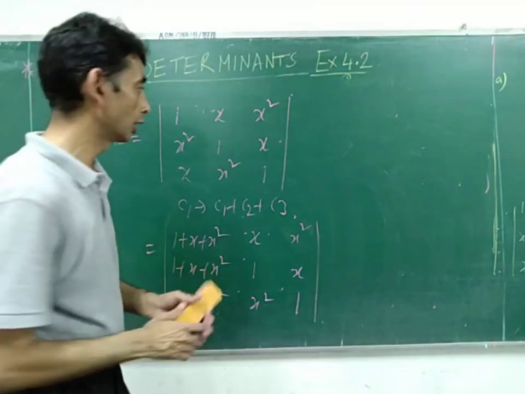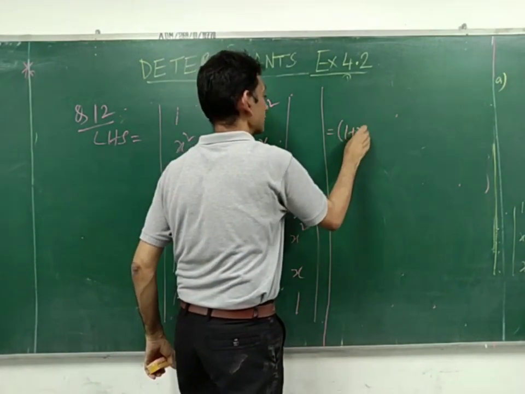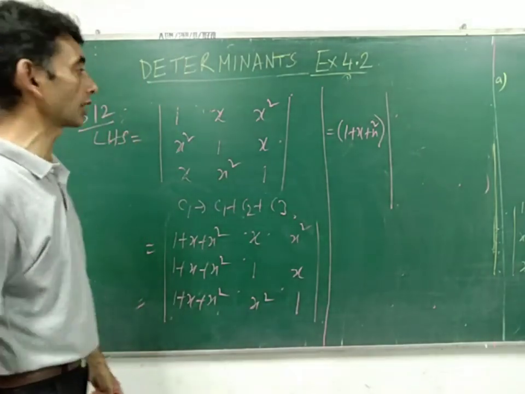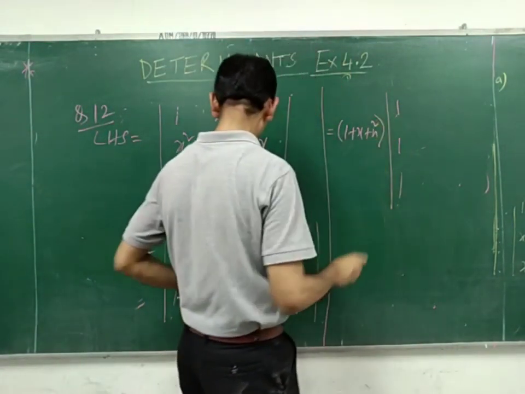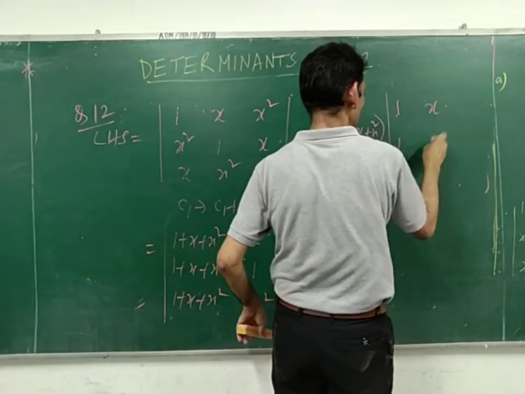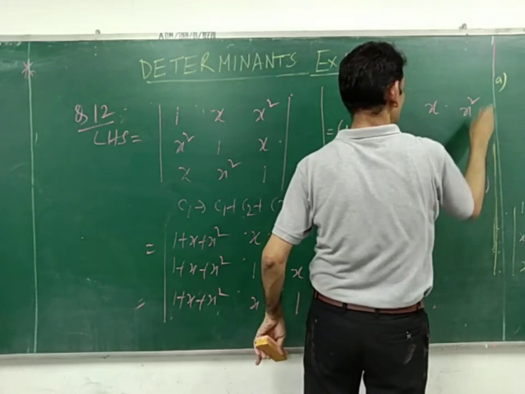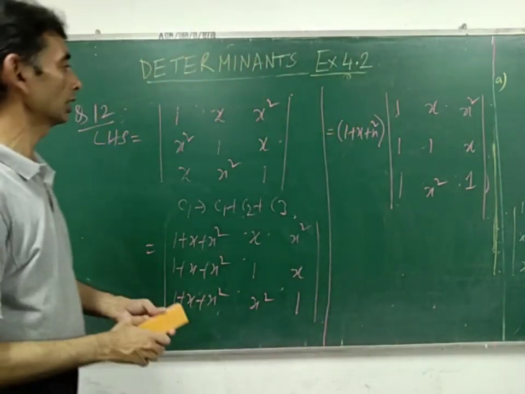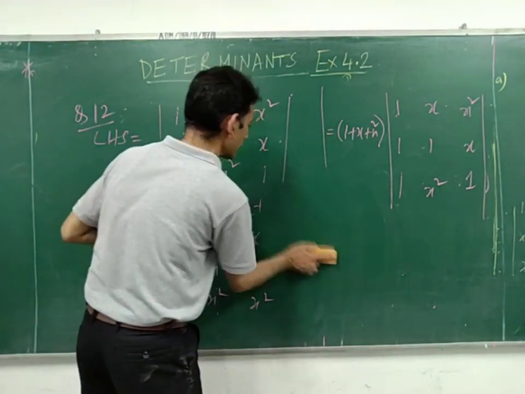So what is the very simple next step? We'll be taking 1 plus x plus x squared out. If we take it out, what will be the elements? Here it will be 1, 1, 1. Then there is no change: here x, 1, x squared, and here x squared, x, 1. Done? Okay.